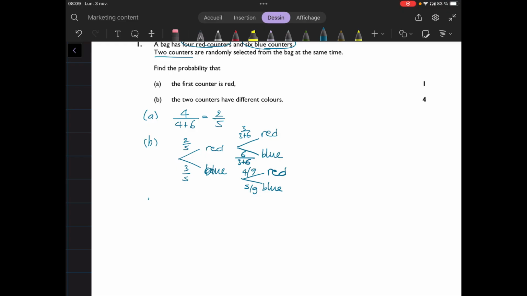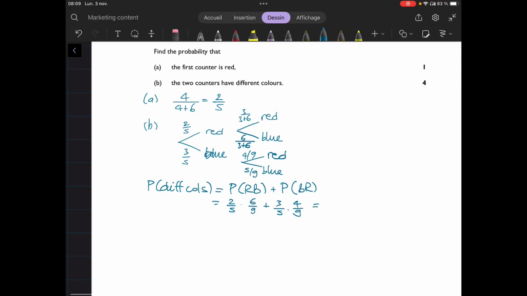Therefore, the probability that they have different colors is first one red, second one blue, plus the probability that the first one is blue, second one is red. Red, blue, blue, red. And that would give you 24 out of 45, or 8 divided by 15. So that's the end of question 1.